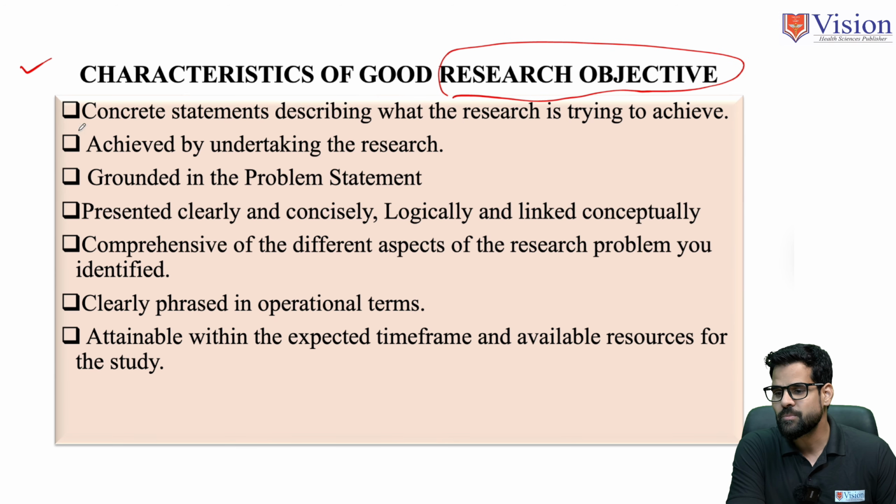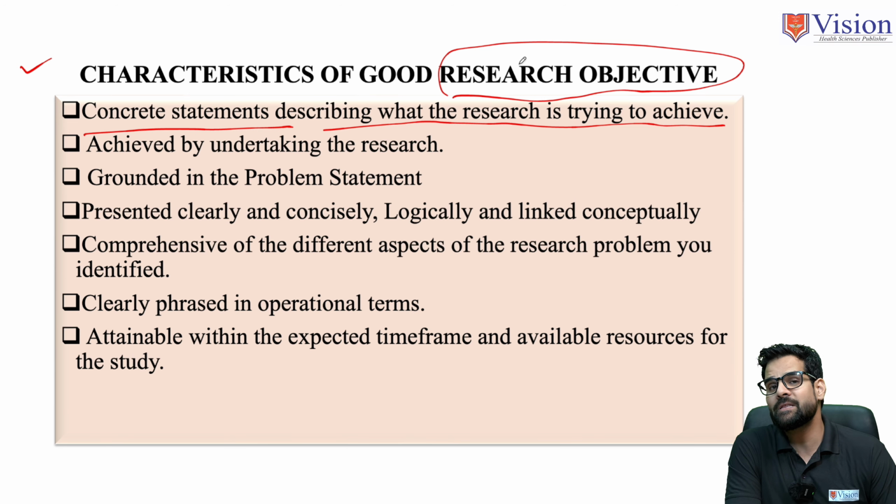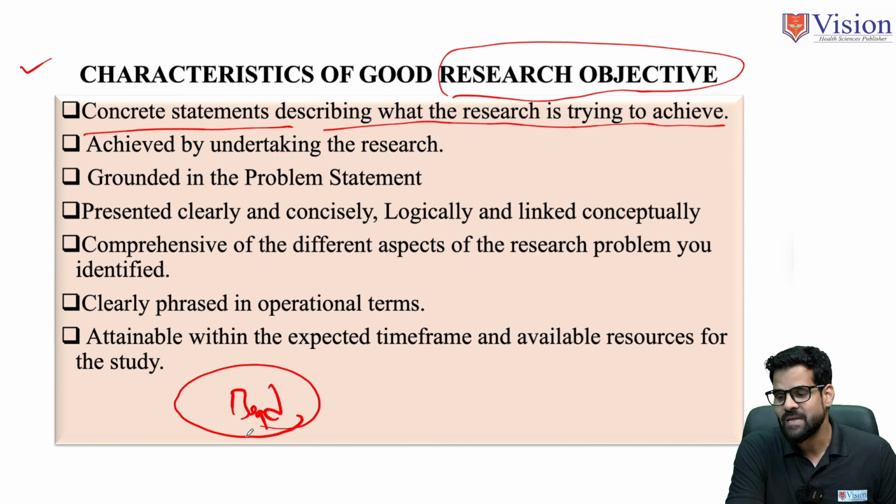The first thing: it should be a concrete statement describing what the researcher is trying to achieve. That should be very clear. For example, if my objective is to determine the correlation between bad parenting and the bad behavior of children, the term bad behavior is something that cannot be measured. Okay, so that is the point.